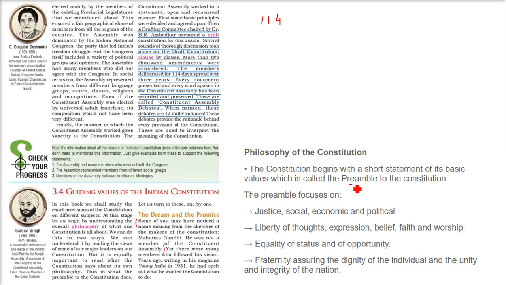So the philosophy of the Constitution: the Constitution begins with a very short statement of its basic values, which is called the preamble to the Constitution, which in Hindi is called the Uddeshika or Prastavana. So the preamble is like the gist or summary of what is inside. The preamble focuses on justice. So what are the justices? Social, economic and political justice. Then the freedom or liberty of thought, expression, belief, faith and worship, and the equality of status, equality of opportunity, and also fraternity, assuring the dignity of the individual and the unity and integration of the nation.